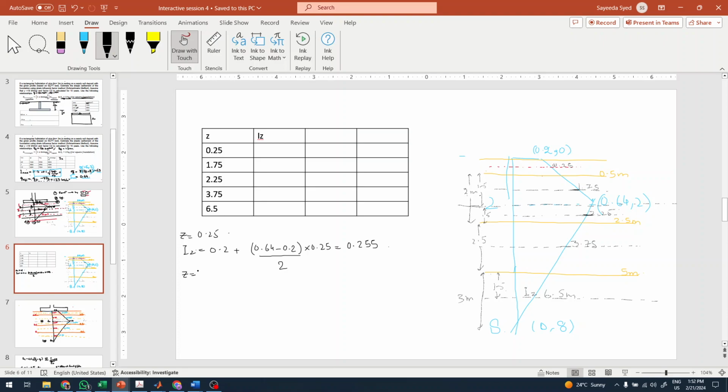At z equals 1.75, Iz equals 0.2 plus (0.64 minus 0.2) over 2 into 1.75, which will be equal to 0.585 at z equals 2.25.